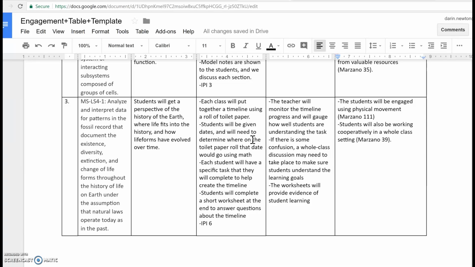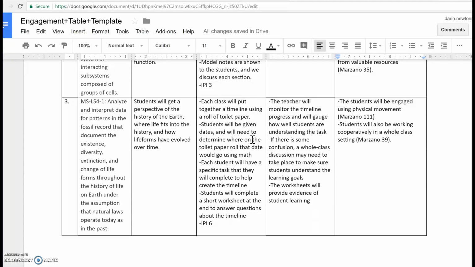So how I'm going to know students are learning: the teacher will monitor the progress and gauge how well students are understanding the task. As this is going on, I'm going to be getting a really good feel of what exactly students are taking away from it. If there is some confusion, whole class discussion may need to take place to make sure students understand the learning goals. So this would take place after they do the worksheet, just to make sure that all the students are really kind of coming together to the same point. And again, the worksheets will provide that evidence of student learning.